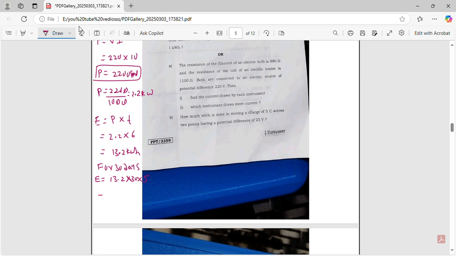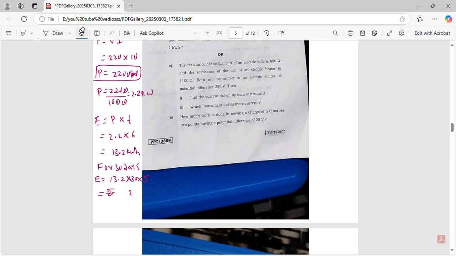Okay, if you multiply you will get the answer in rupees. Okay, write the answer in the comment: 13.2 into 30 into 5.